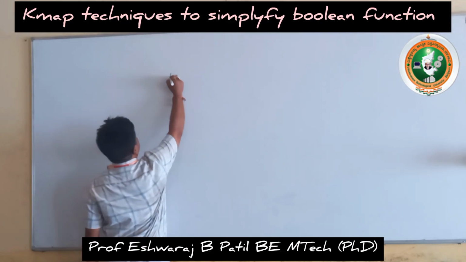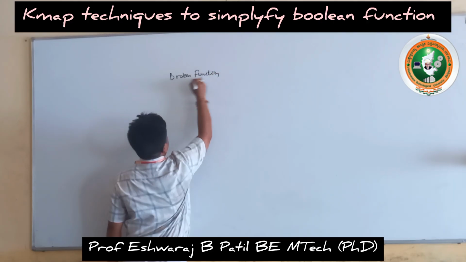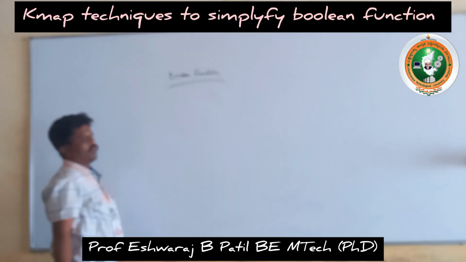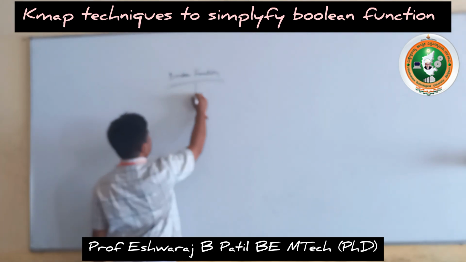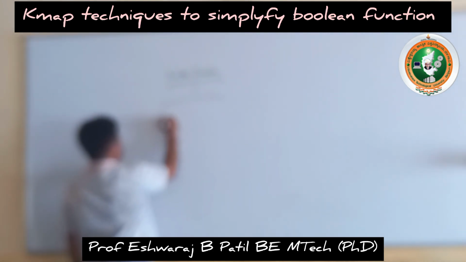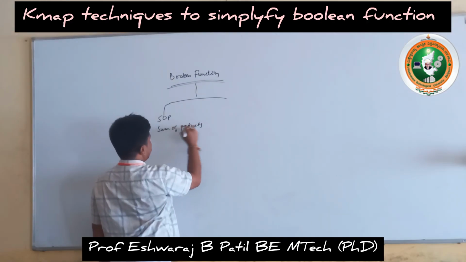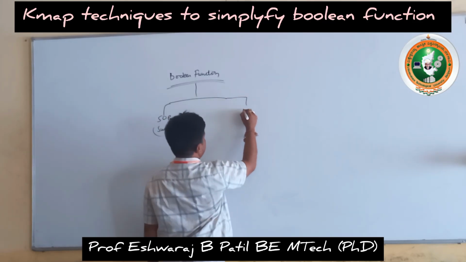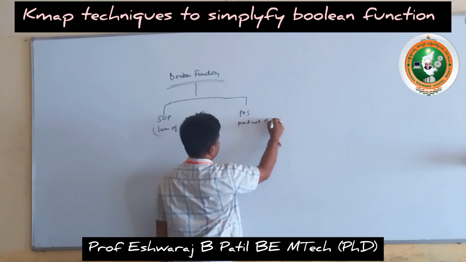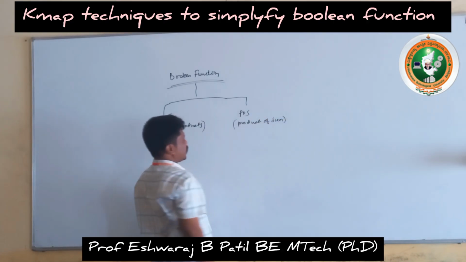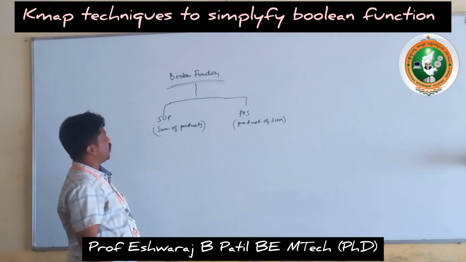A Boolean function can be of two types. One is called the SOP, that is nothing but the sum of products, and this is the POS, the product of sums. We already studied this in the previous class. This is the SOP form, this is the POS form. Two types of Boolean function we have.